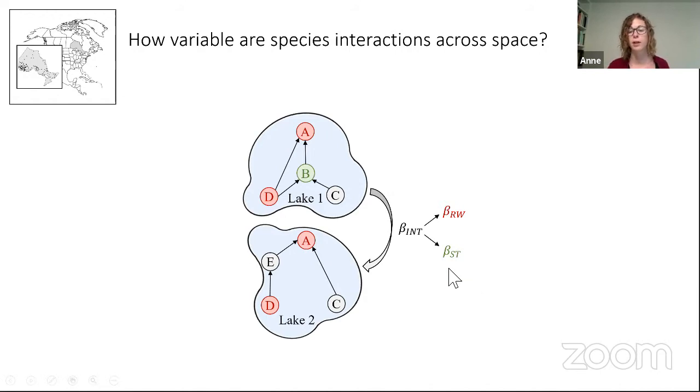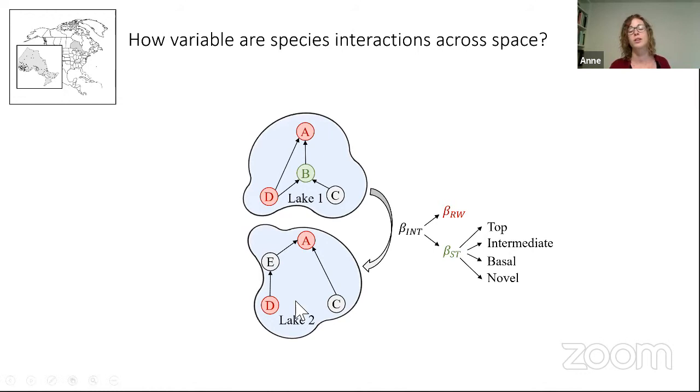The species turnover component can be broken down further into 4 other parts. So these are the part due to turnover in the top predators, which would be A in this case, since it's the top predator. If A is swapping out and something else is swapping in, you can get turnover in the intermediate. This would be the case for B here, because B is an intermediate species in Lake 1 and it's not present in Lake 2.